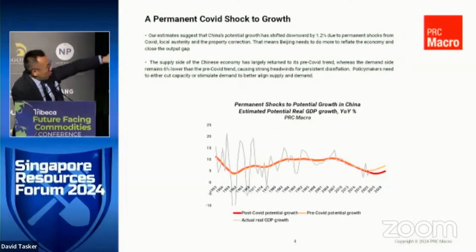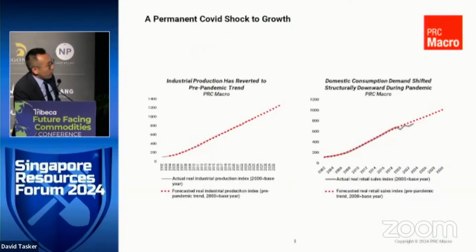But when we look at the other line, that's Chinese potential growth with COVID. We see a permanent shock to China's potential growth from COVID. China's growth will bounce back in the next couple of years, but this has already had a permanent impact on China's potential growth. So now the question is, what has contributed to this permanent shock?